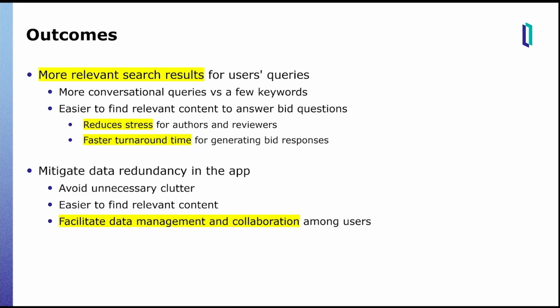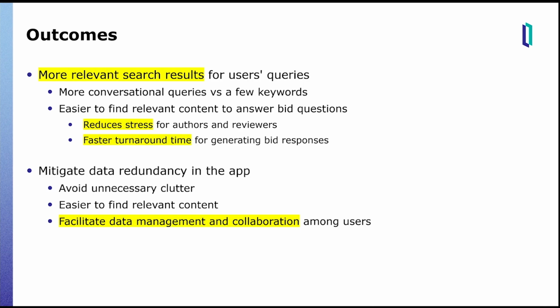So as a recap, by incorporating vector search into this app, we were able to obtain more relevant search results for user queries. Users could now input more conversational queries or even copy and paste questions from bids directly, rather than limiting their searches to a few keywords. I also want to highlight that being able to find more relevant content faster would also improve the turnaround time for generating bid responses.